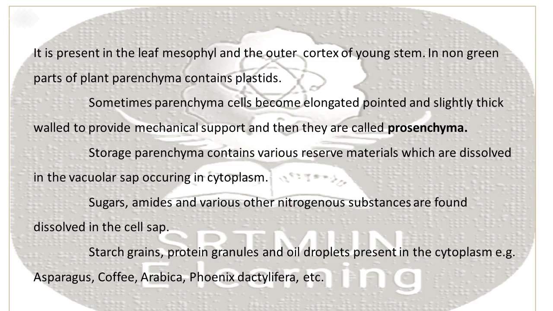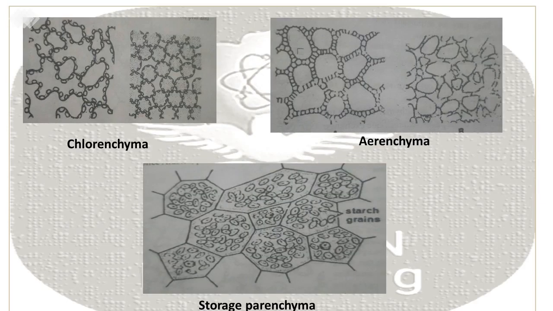Example: asparagus, coffee arabica, phoenix dactylifera, etc. Now, the diagrammatic representation of chlorenchyma, aerenchyma, and storage parenchyma. The diagrammatic representation of parenchyma tissue.